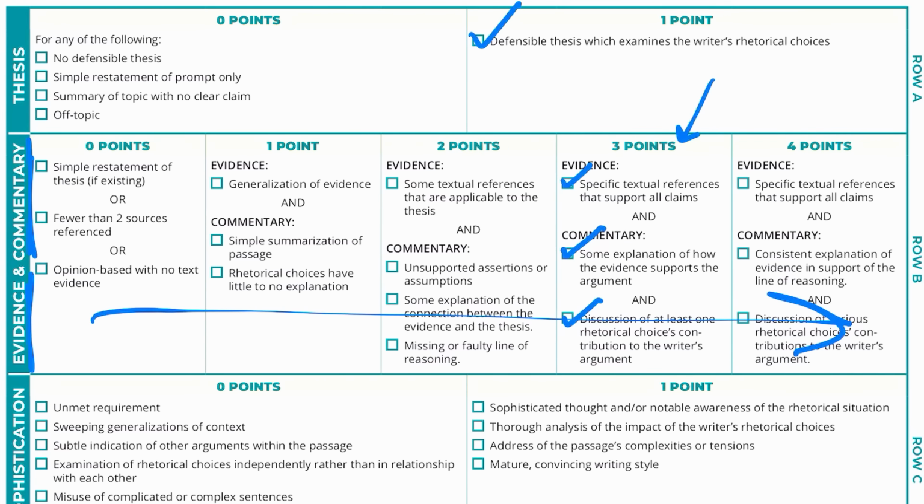So let's just say you've earned 1 point for thesis and you earned successfully 3 of the 4 points. Let's say it wasn't quite good enough to earn 4 points in the eyes of the grader. Now the grader is going to move on to the final row. The final row of the rubric is row C, for sophistication.